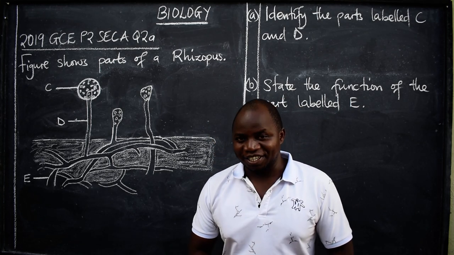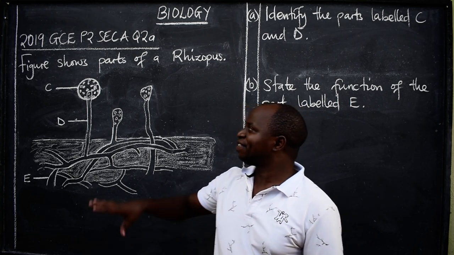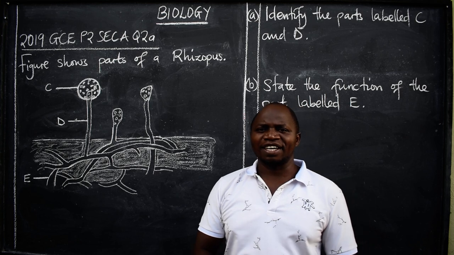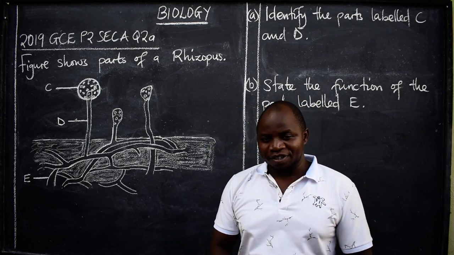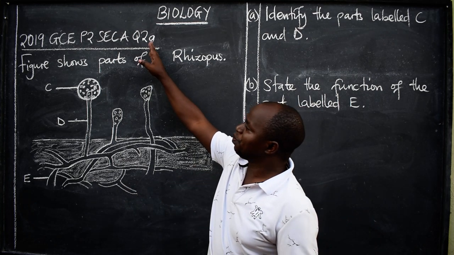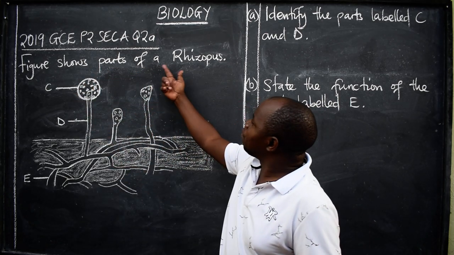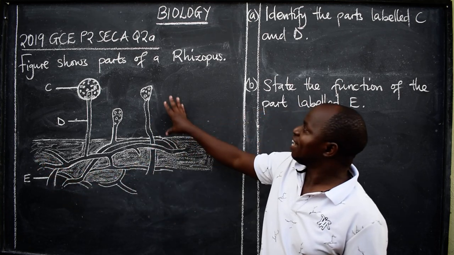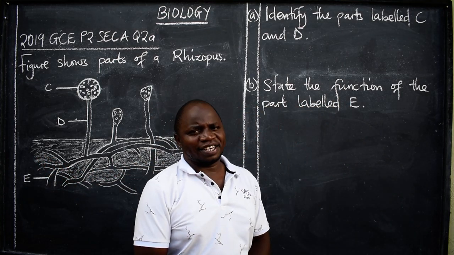This is biology. In this presentation, we want to look at this question. It is coming from 2019 General Certificate of Education, GCE, paper 2, section A, and it was question number 2A. The question: figure shows parts of a rhizopus. So what you're seeing here is a rhizopus. Questions are on the other side.